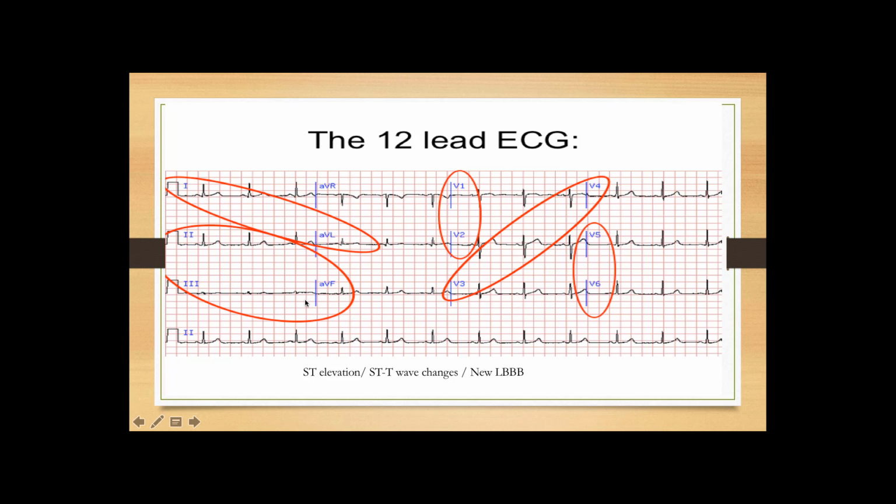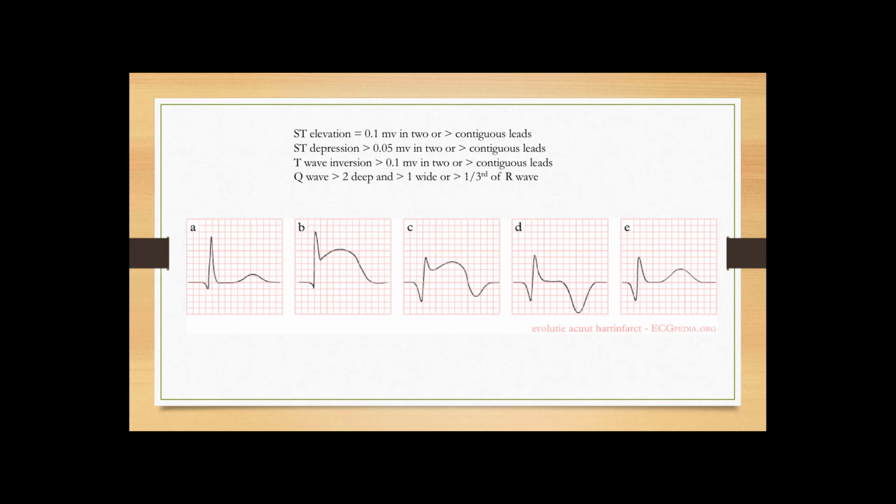Whenever a Q wave develops, then it's usually a sign of infarction, and usually means that infarction has occurred for about 48 hours or more. So Q wave is usually a sign of 48 hours or more duration of injury or infarction.